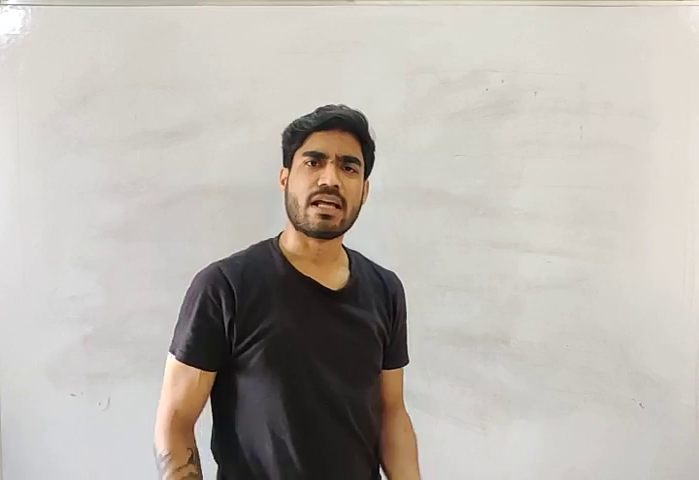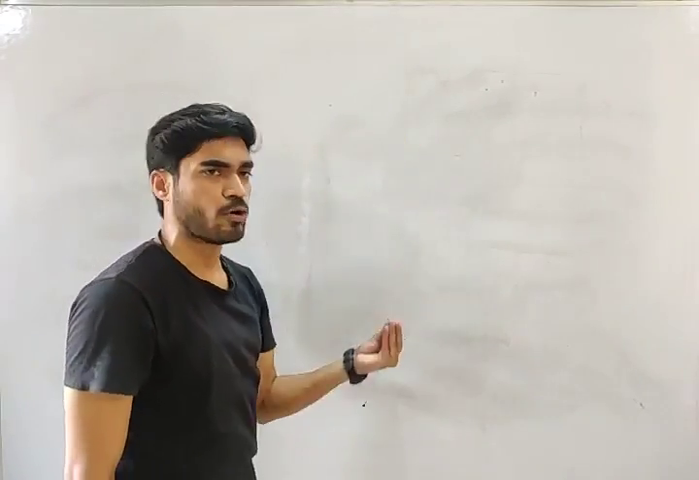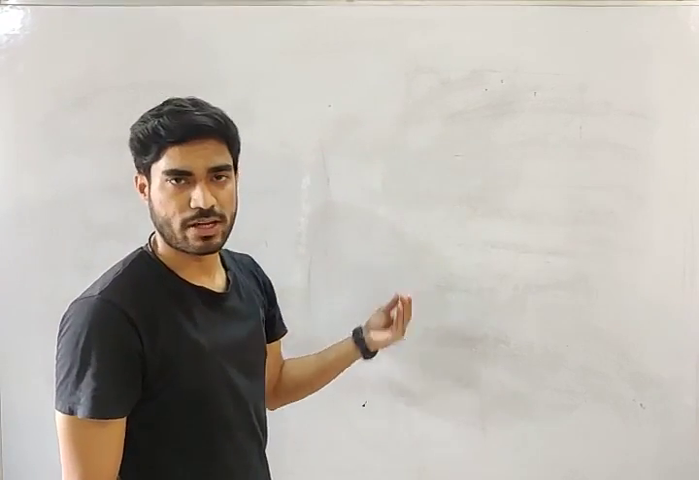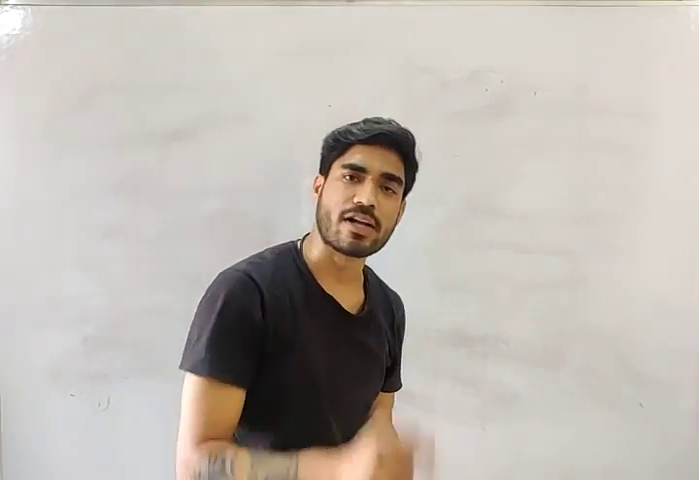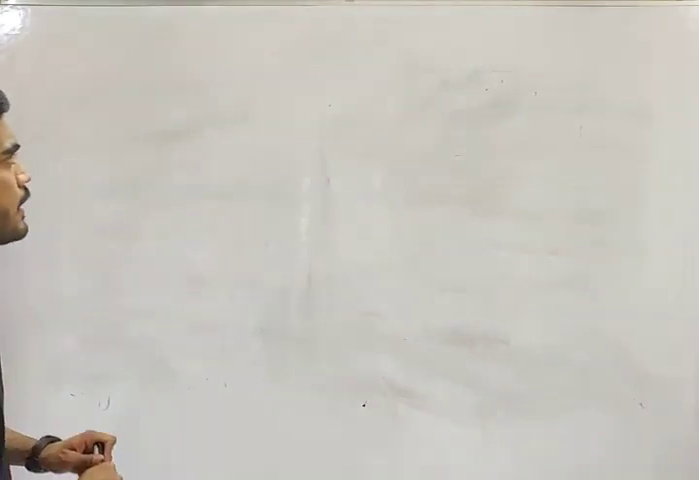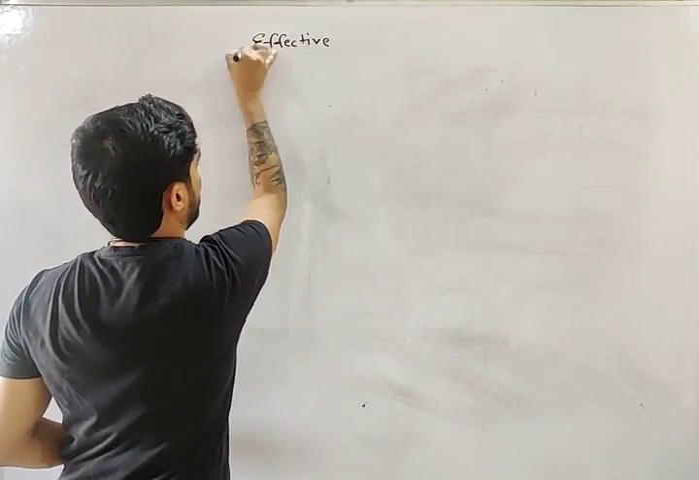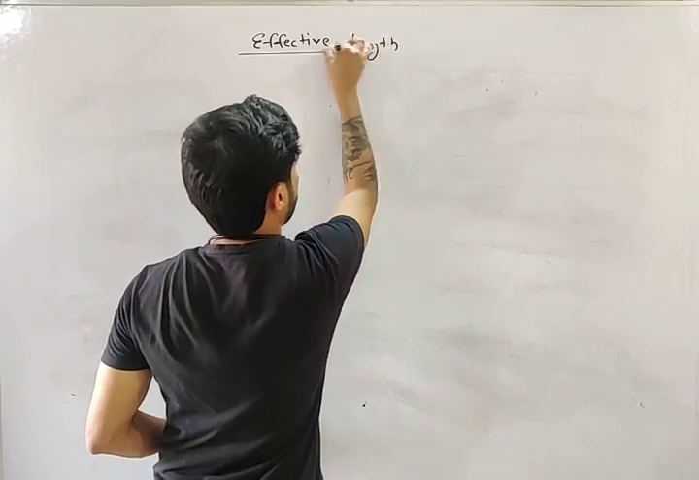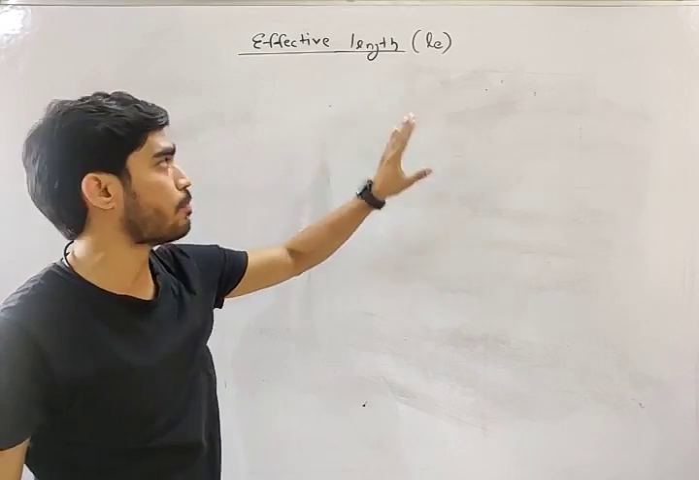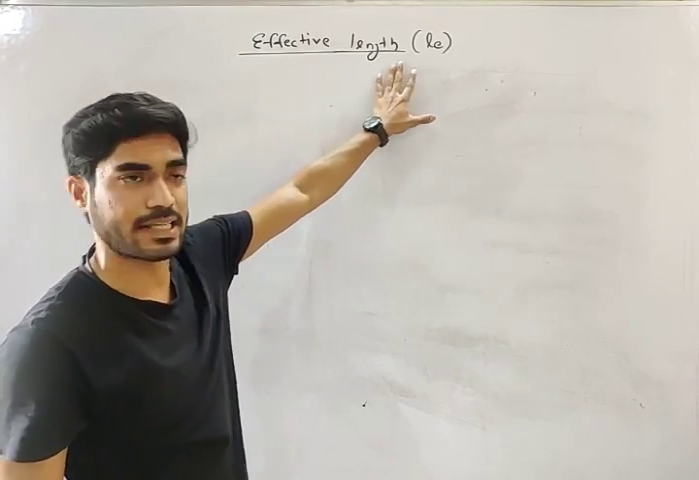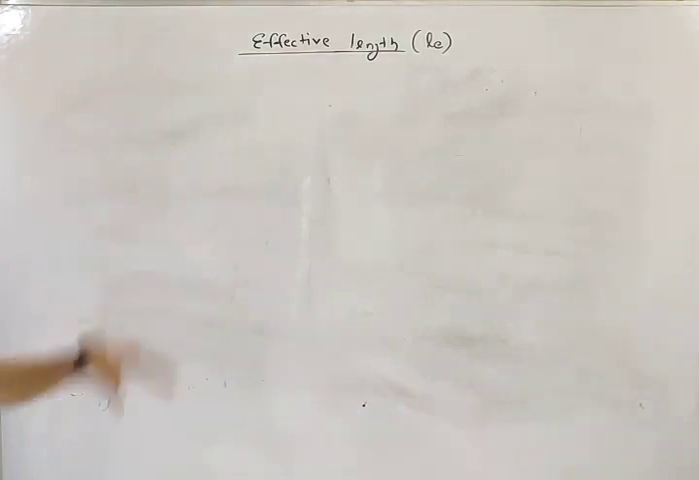End condition means there must be some support to the column, right? So we have to assume what the types of supports are: what is the support at one end, and what is the support at the other end. We assume four types of conditions. We are talking about effective length, and this is very important. Most of the questions in columns are based on effective length. You might get theory or conceptual questions from it, so it is very important to understand.